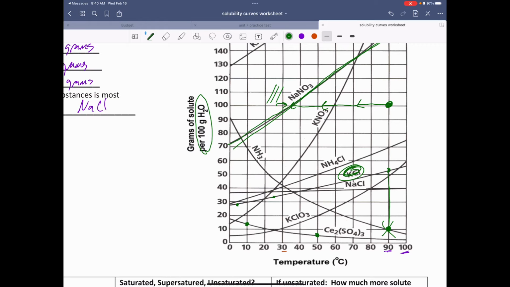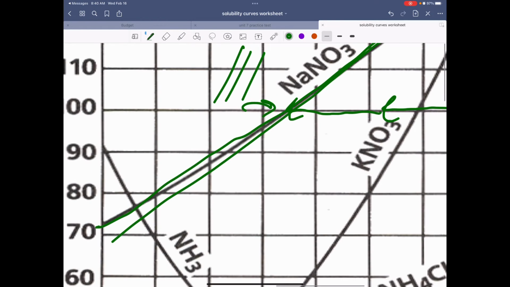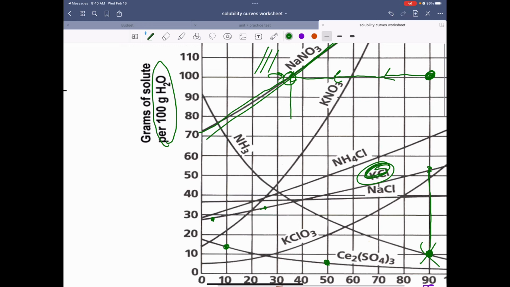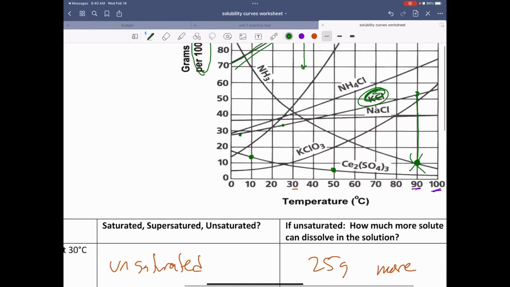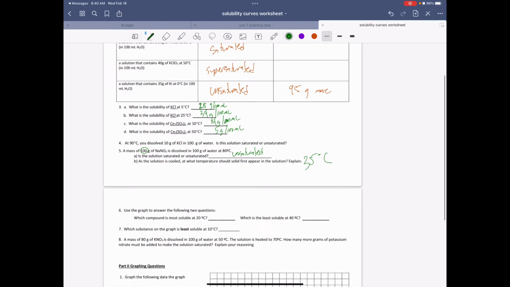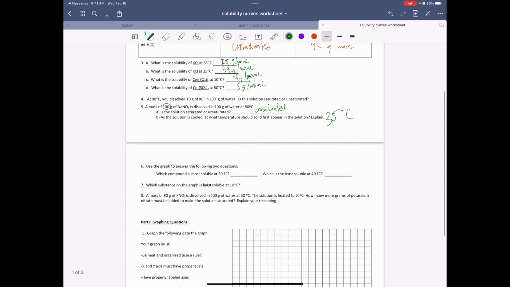So we're interested in this spot right here, where the solid will form, and that looks to be around 35 degrees Celsius. Again, I'm not going to re-record that. I might trim it though.